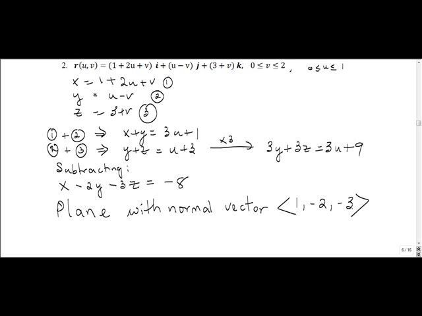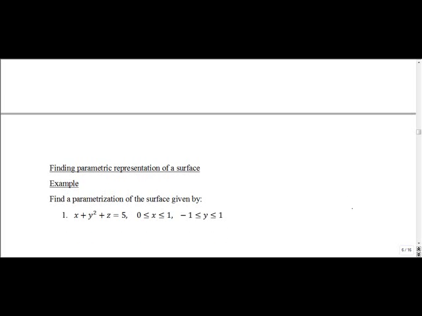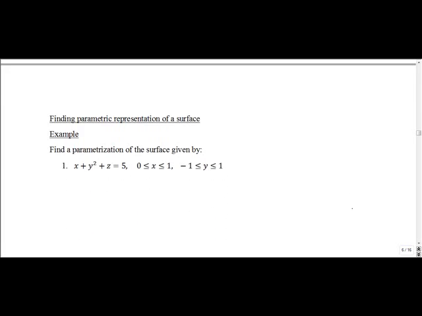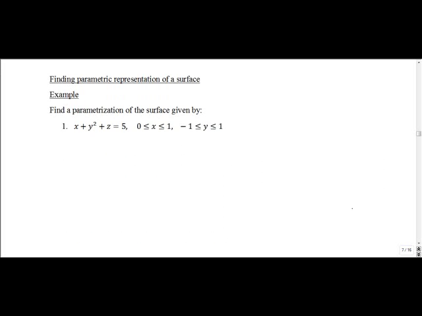Now, let's see if I give you a surface, whether you can write down the parametric equations. So, parametrize surfaces. Let's start with an easy one. You have x plus y squared plus z equals 5, and x lies between 0 and 1, y lies between negative 1 and 1. For something like this, I would solve for z. Remember we want to know what x is, what y is, and what z is. It's a surface, so you need two parameters. Solve for z, and you get z equals 5 minus x minus y squared.